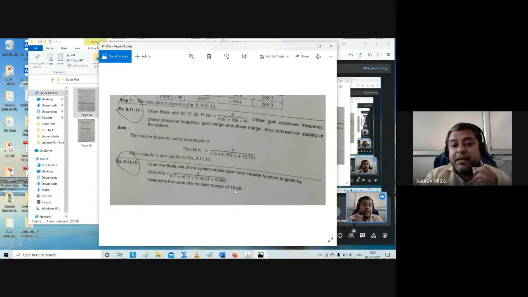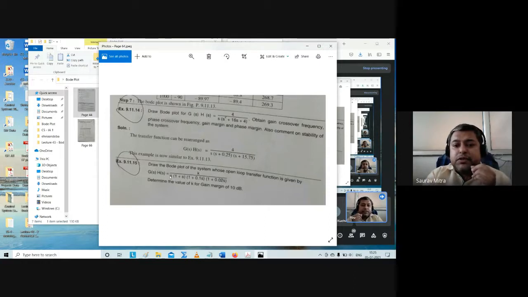Very important numerical. Just looking at it, can you tell me whether the phase will cross the minus 180 line or not? Can anybody please answer? Looking at GSHs, can you tell whether the overall resultant system phase will cross minus 180 or not? It will cross, because there are 4 single order poles. That means the maximum phase will be minus 360.